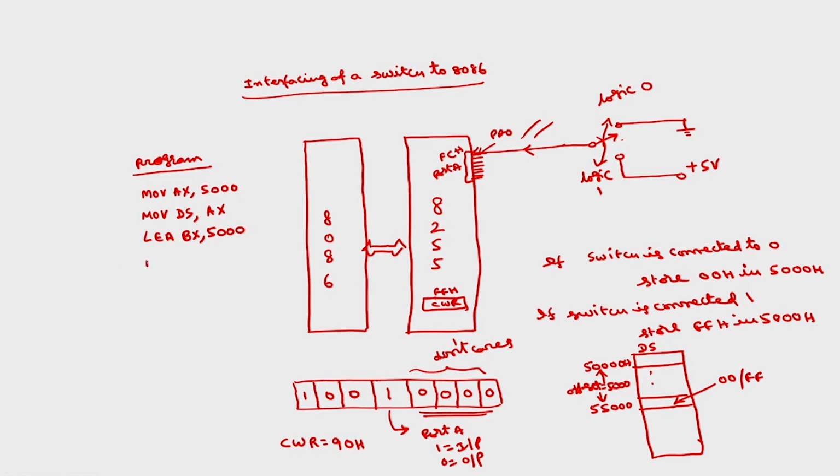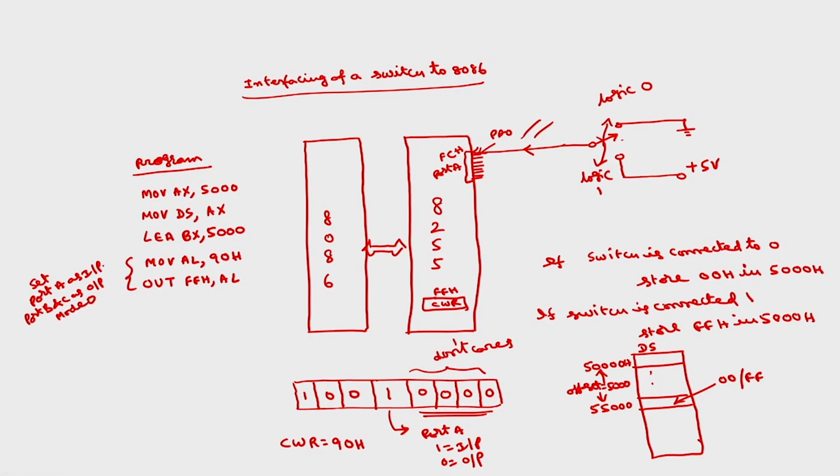Then move AL comma 90H. First I have to set the control register. This I have to output to the control register whose address is FFH comma AL. So, with these 2 instructions it will set port A as input port, and port B and port C as output ports, in mode 0, but we are not using port B and port C. In all, everything will be operated in mode 0.